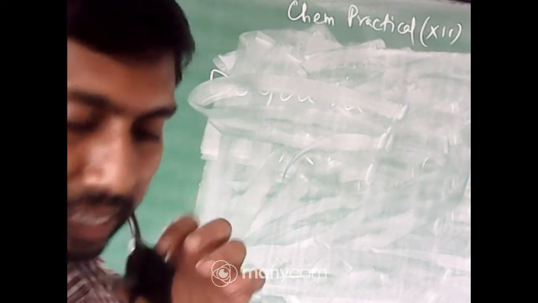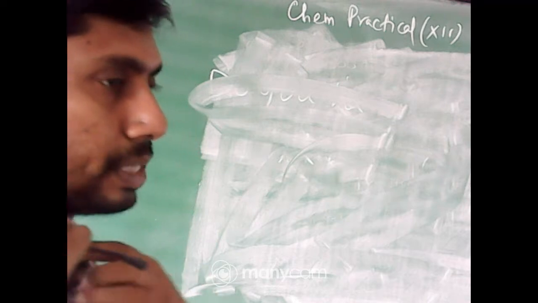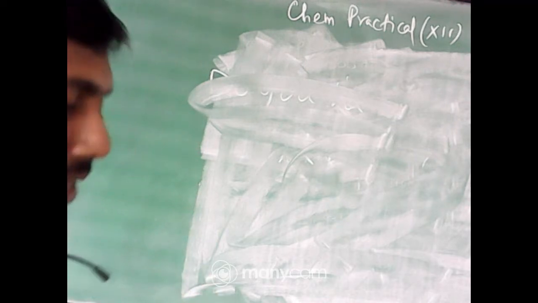So the first sample we have got is calcium chloride. Now calcium is present in group 5 and chloride will be present in the respective section.